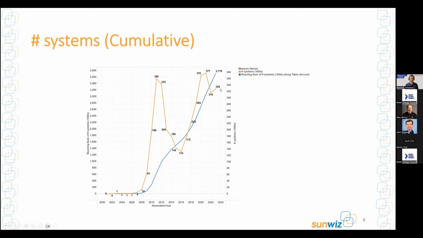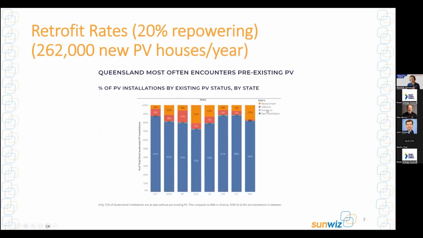Now, some of those are retrofit, so they're repowering. That's situations where an existing PV system was already in place, and people are either adding extra panels to an existing inverter, extending the system by adding a new inverter, or replacing the existing system with a bigger inverter. And that's one of the key trends that we've seen now. 20% of installations in recent years has been repowering an existing system. And you can see there that it varies by state how often that's being encountered, and what will happen with the system that pre-exists there.